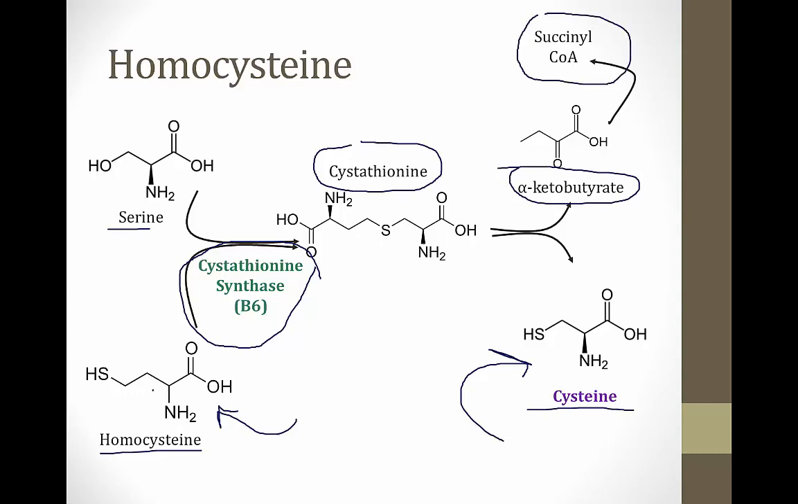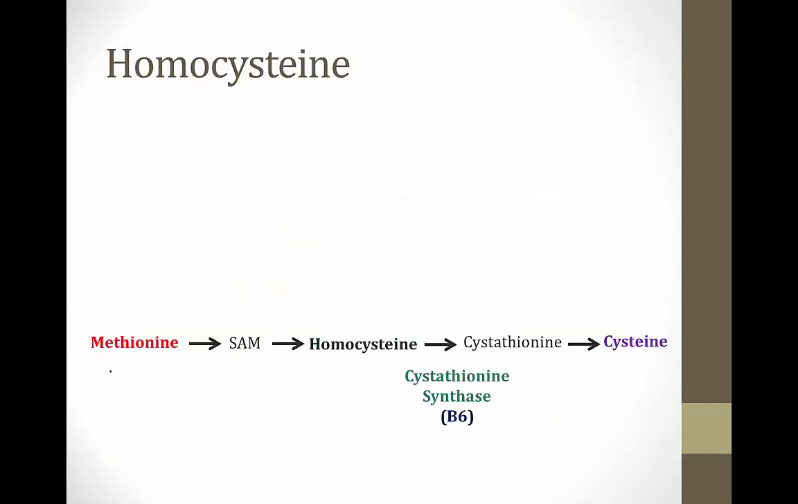And I show you this to remind you that homocysteine, and therefore methionine, which homocysteine comes from, can both form glucose via succinyl-CoA, and therefore they are both glucogenic amino acids. So I've summarized the transsulfuration pathway on the screen here. Methionine can be converted to SAM. SAM can become homocysteine. The enzyme cystathionine synthase using vitamin B6 can synthesize cystathionine, and cystathionine can go on to become cysteine.